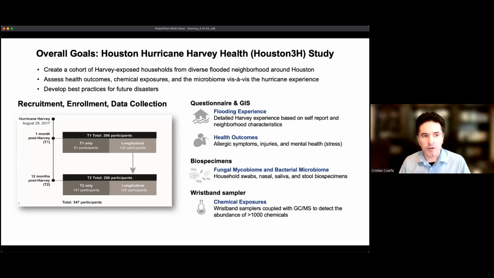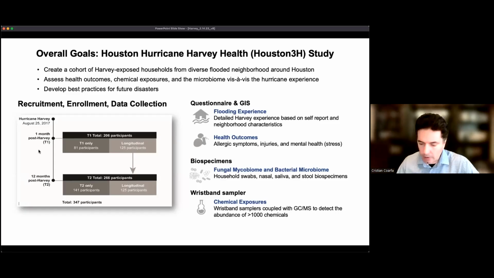By community engagement, this group was able to enroll a number of people from Harvey exposed households. And then as far as the recruitment, about 200 participants were measured with different omics about 1 month after Harvey, and we call this time 1. And then some of them were followed up. So about 125 were followed up at both time points. 141 new participants were enrolled.